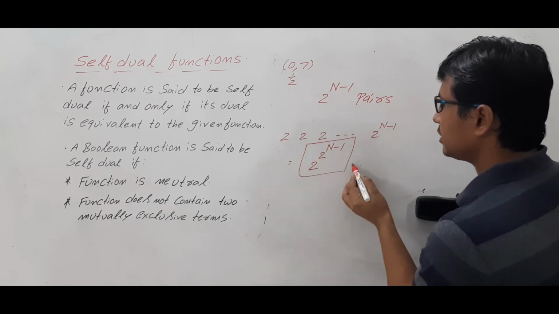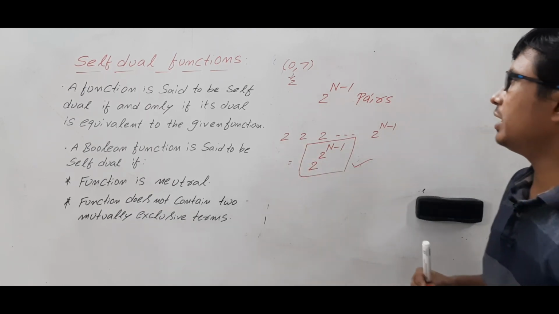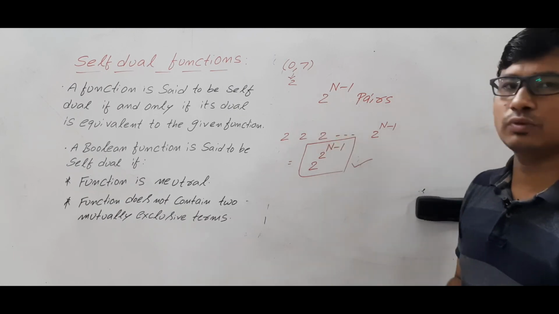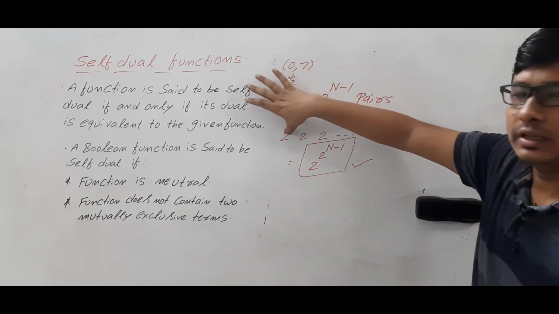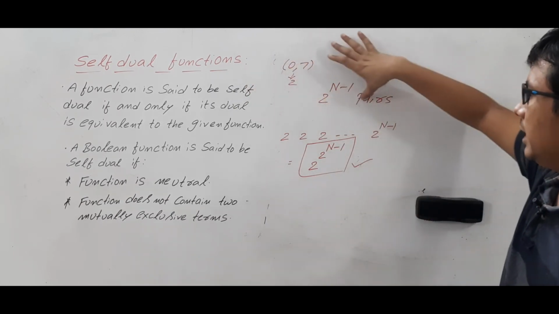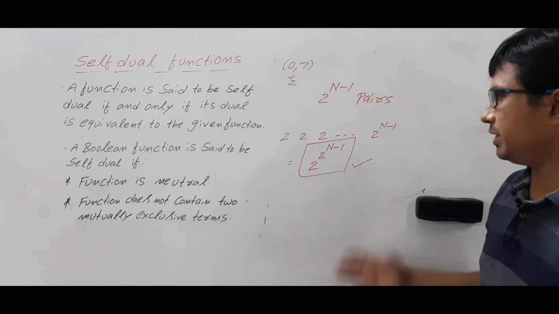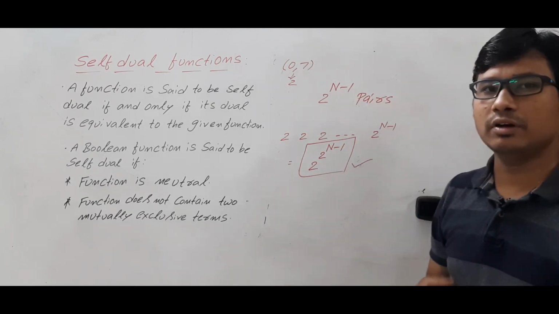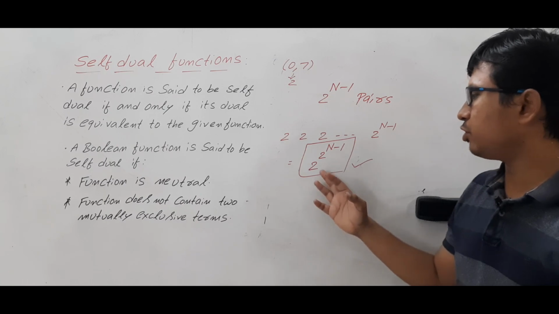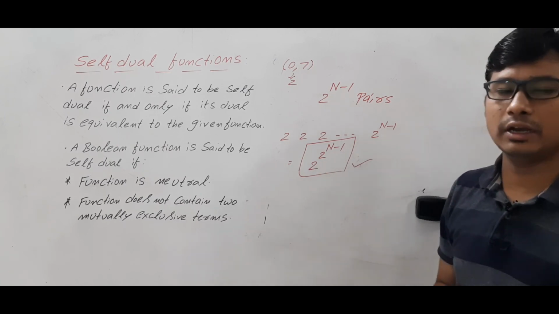So the total number of such functions possible is 2 power (2 power n minus 1). Will you agree with me or not? Because we have 2 power n minus 1 pairs. From each pair, there are 2 possibilities. Like that we have 2 power n minus 1 pairs. So the total number of self-dual functions possible is 2 power (2 power n minus 1).